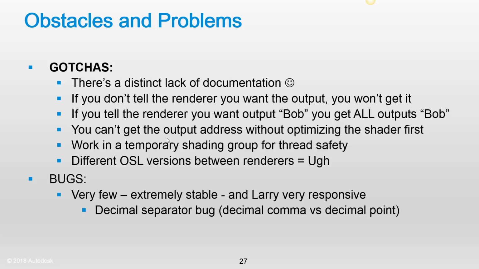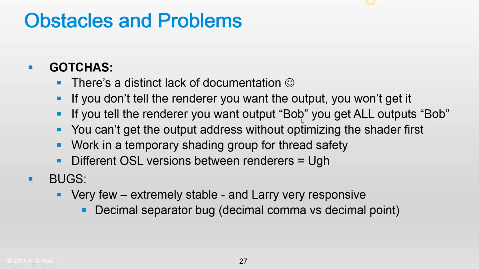Also, of course, the problem was that you have to ask the renderers for the outputs you want, or you won't get them. And if you tell the renderer you need the output Bob, you actually get all the output Bob. There's apparently a way where you can say something colon Bob, where something is the shader instance or layer as it's called in OSL, and then you get the output Bob only for one particular shader in your shade tree, and that's what you should do.